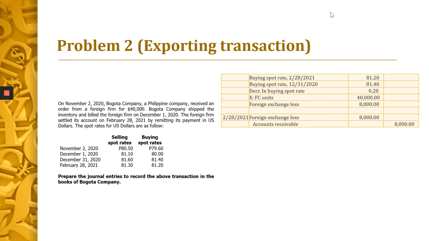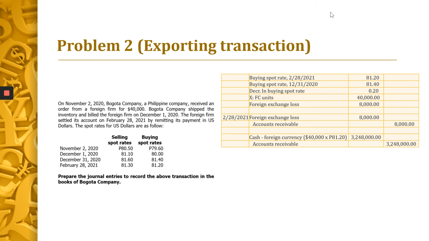Summarize ulit natin. Pag tumaas ang buying spot rate, that is favorable, kaya may forex gain. Pero kapag bumaba ang buying spot rate, unfavorable, kaya may forex loss tayo. Now, since February 28 is your date of settlement, magbabayad yung foreign customer natin sa atin. Kaso, ang matatanggap natin ay hindi pa Philippine peso but rather US dollars. So, debit, cash foreign currency, 40,000 times 81.2, 3,248,000. Credit, accounts receivable, the same amount.